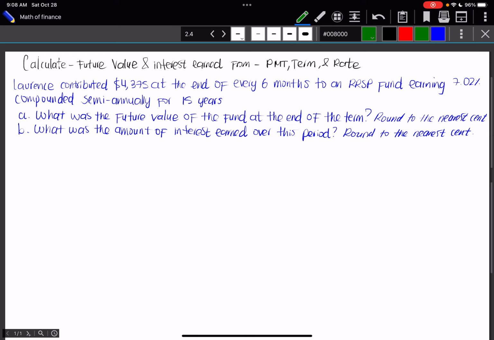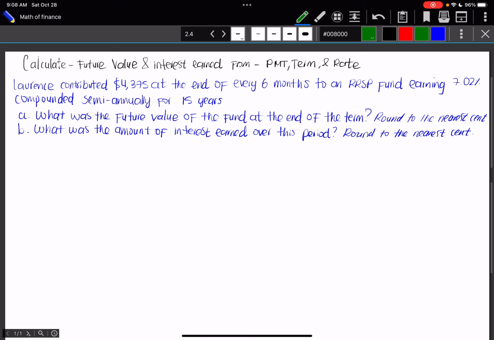Lawrence contributed $4,375 at the end of every 6 months to a registered retirement savings plan fund earning 7.02% compounded semi-annually for 15 years. There are 2 questions. First, what was the future value of the fund at the end of the term? And second, what was the amount of interest earned over this period? And we need to round answers to the nearest cent.